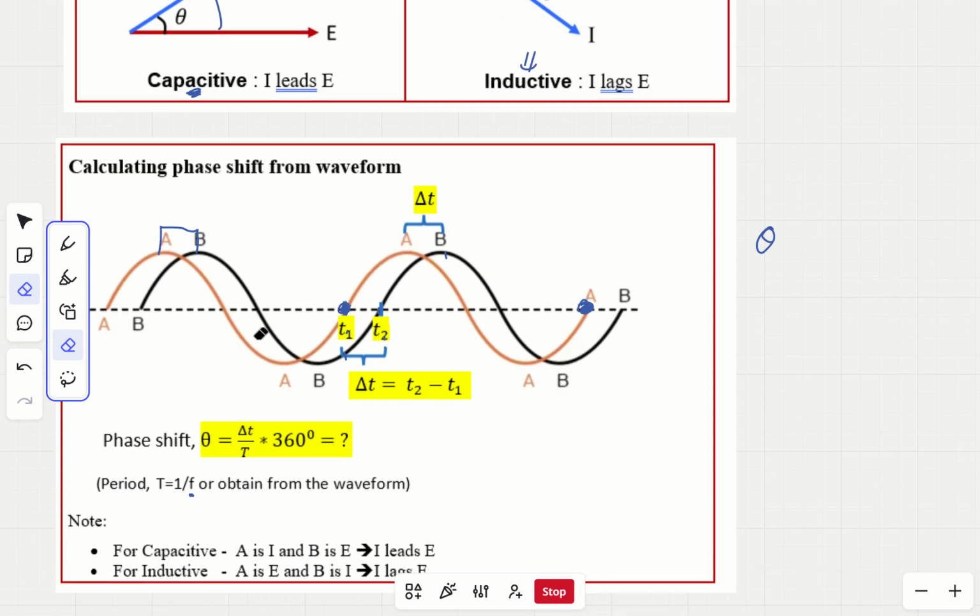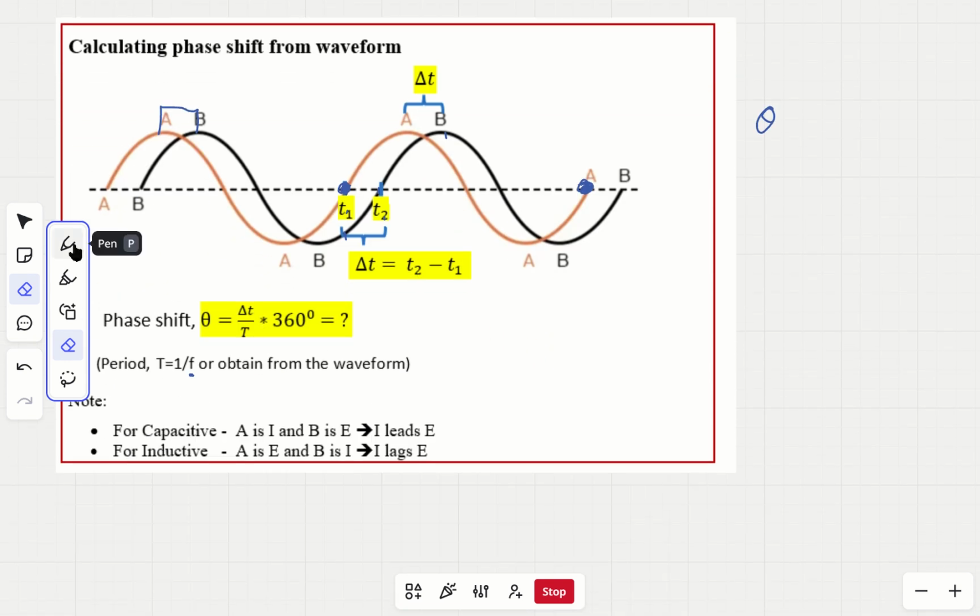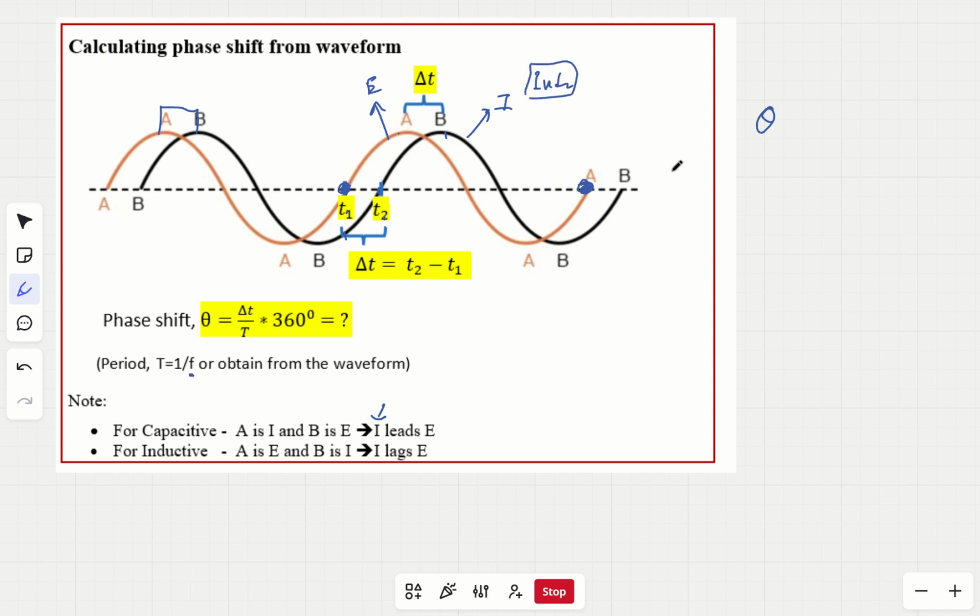I have given a small note here. Again, to recap, if the circuit is capacitive, then your current will lead, which means if you look at these two waveforms, if this is capacitive, then this one will be your current and this one will be your voltage E. On the other hand, if the circuit is inductive, then the voltage will lead or the current will lag. So this will be your E and this will be your I if it is inductive. That's all. Thank you.